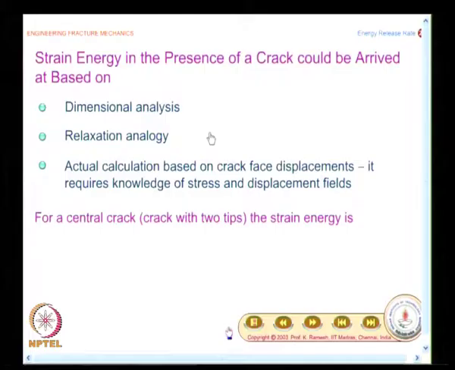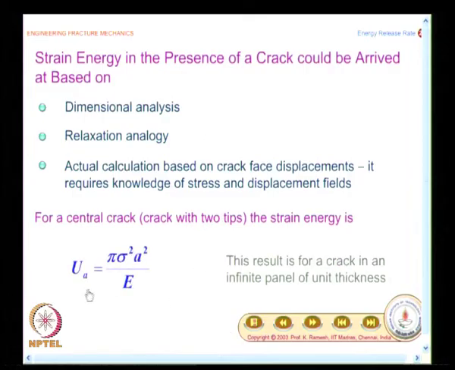So, the idea is to find out what is the real role of this relaxation analogy. You have to understand that as part of your learning process. We know from our other considerations what the strain energy in the presence of a crack is. This result is known. With this result, we discuss the relaxation analogy. So, the focus of the relaxation analogy is not just to get this result, but to appreciate the concept that is developed as part of energy release rate. The focus is different, and let us look at what we have done.